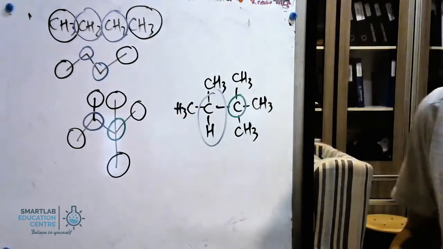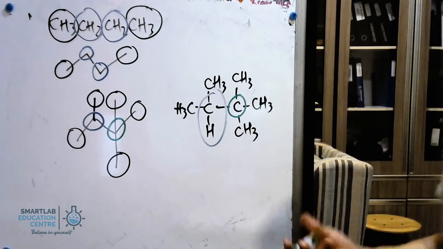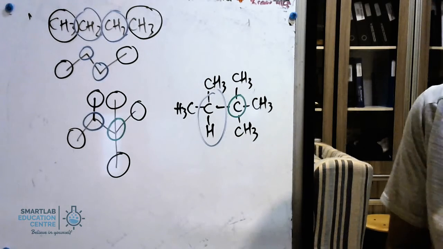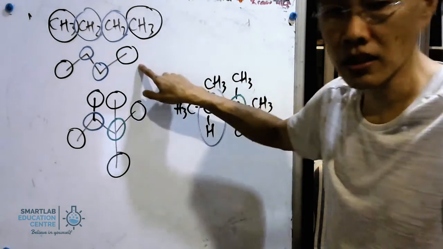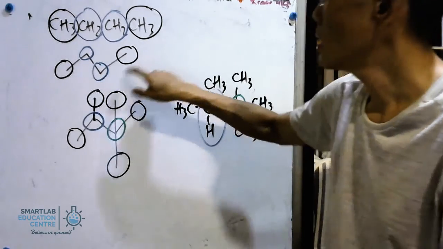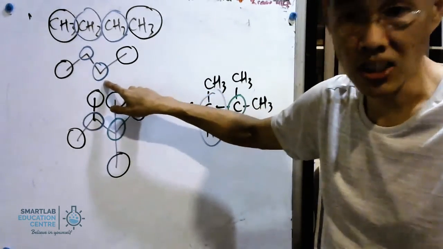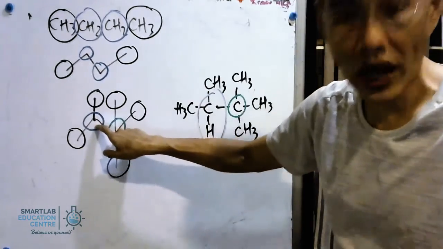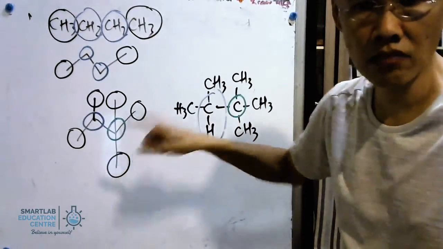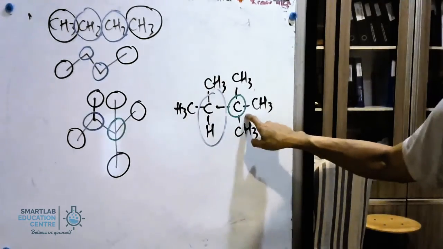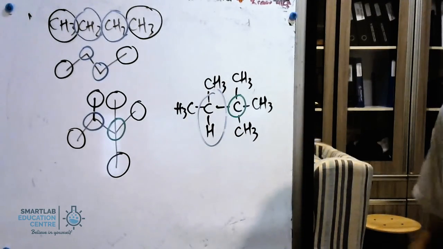So in a nutshell, when you look at line structure drawings, to sum it up: when it is at the terminal end, it represents CH3. When it's at the bend, we call it CH2. When it's a Y junction, we call it CH. And when it's a cross junction, it's just a carbon only.